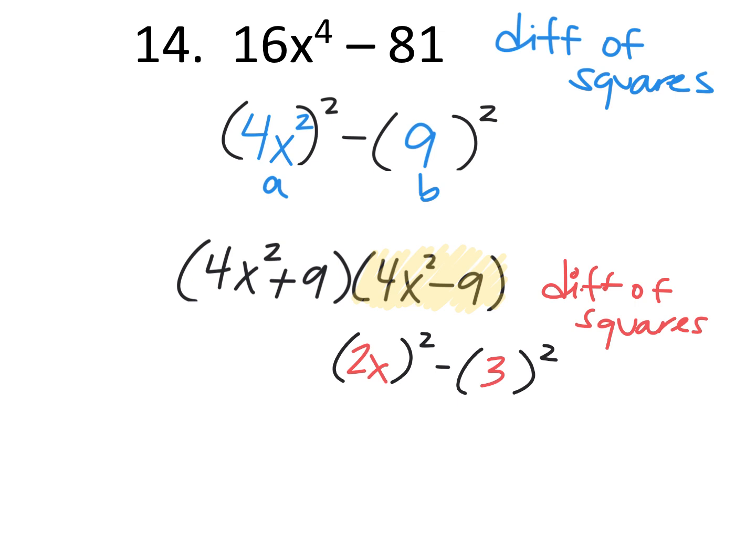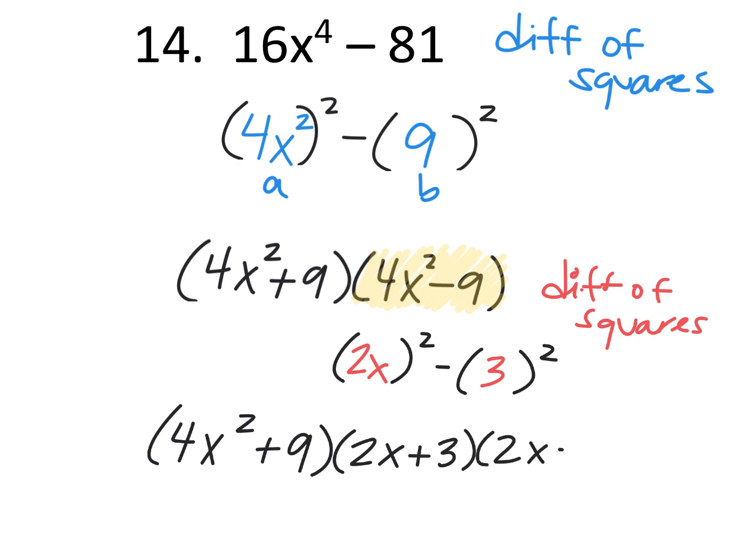And now we're going to factor it one more time. So this first parenthesis stays. That is not a difference of squares because it has a plus sign. But then the second one factors as 2x plus 3, 2x minus 3. Now you're done.